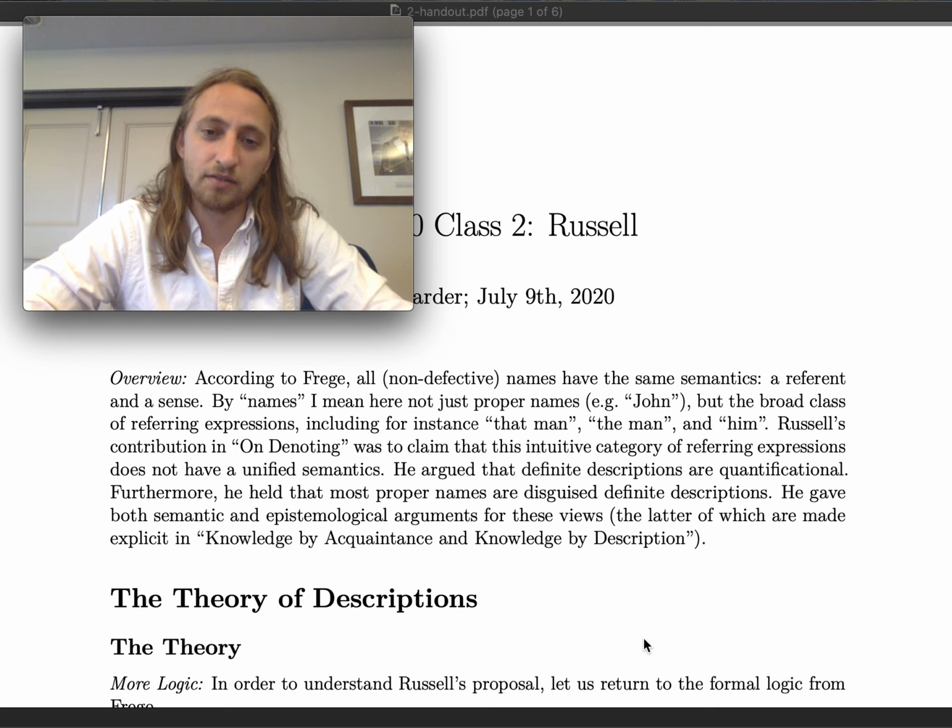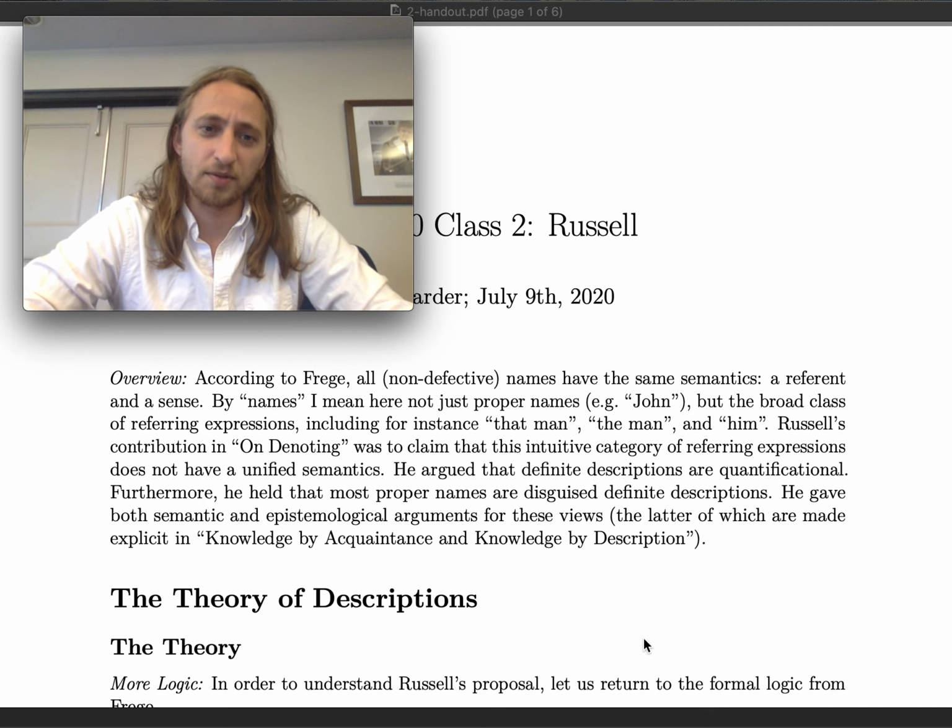So, according to Frege, he acknowledges that there may be names without a referent. However, when it comes to non-defective names, names with a referent, according to Frege, all of these non-defective names have both a reference and a sense.